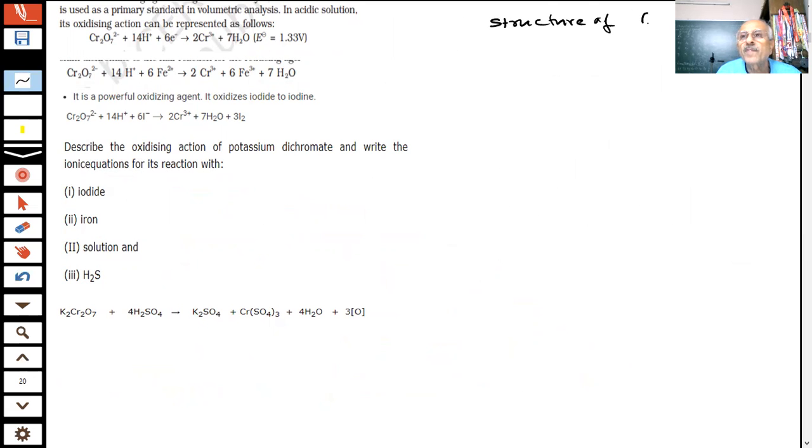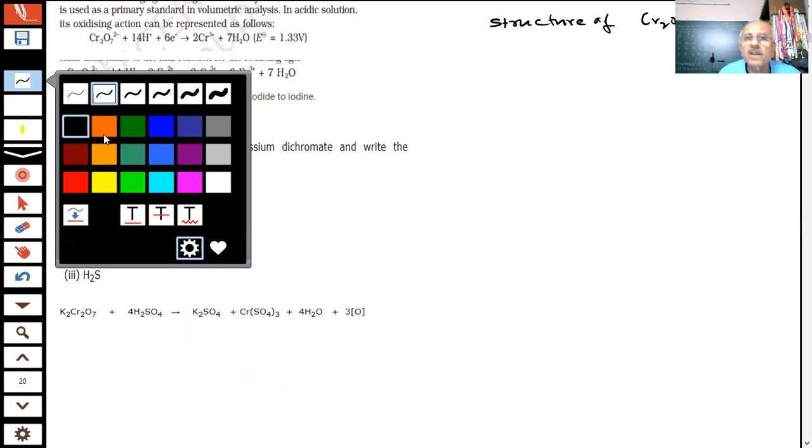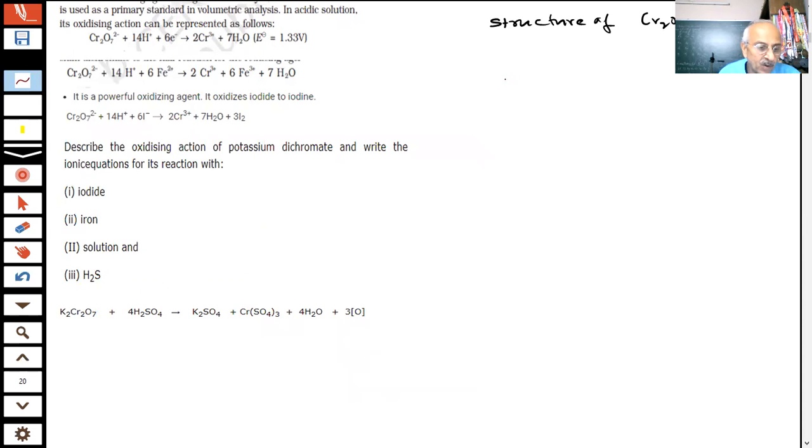What will be the structure of Cr2O7 2 minus? You have only 1 minute to answer the question, students. The structure of Cr2O7. You have a chromium oxygen chromium linkage. Now there is no problem in writing the structure.